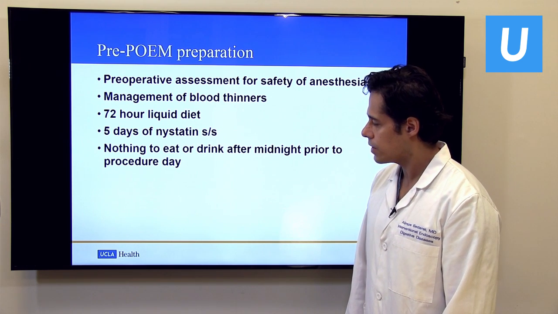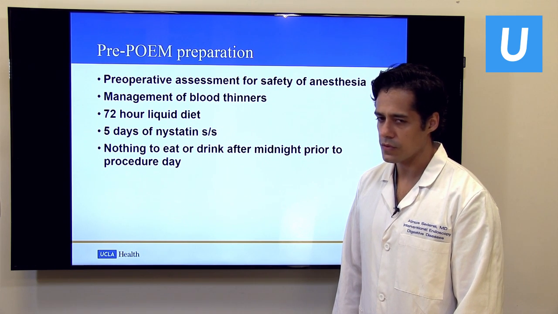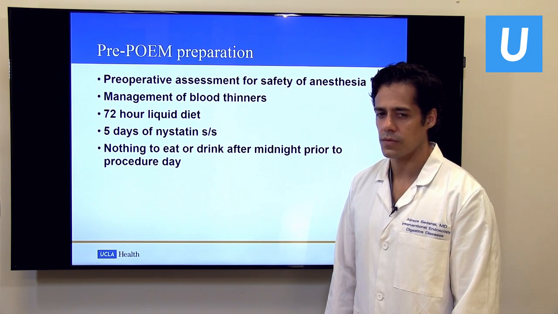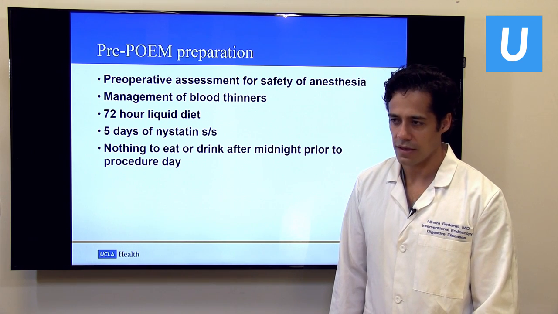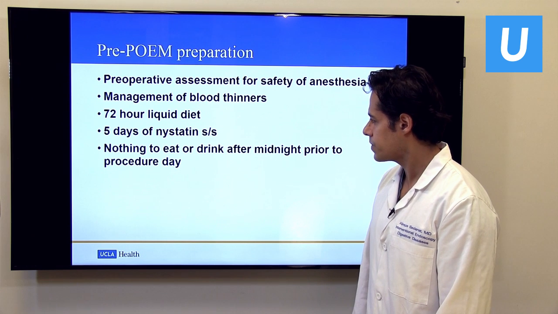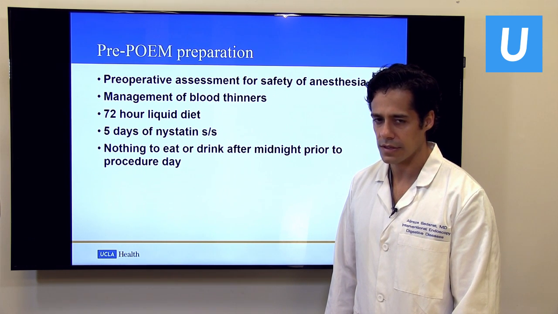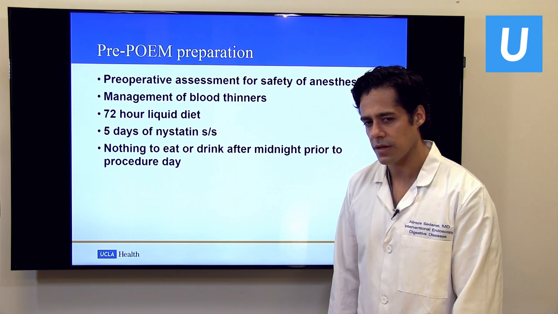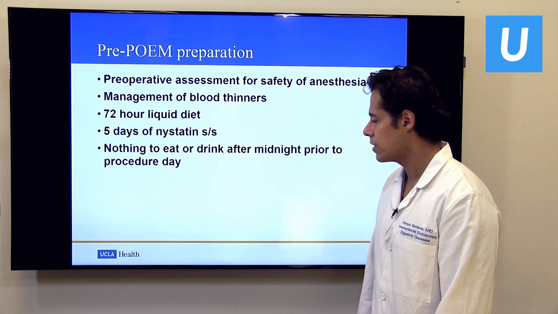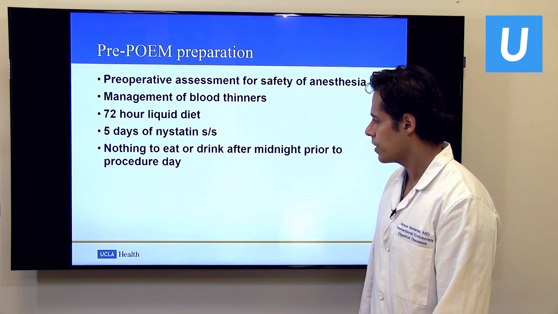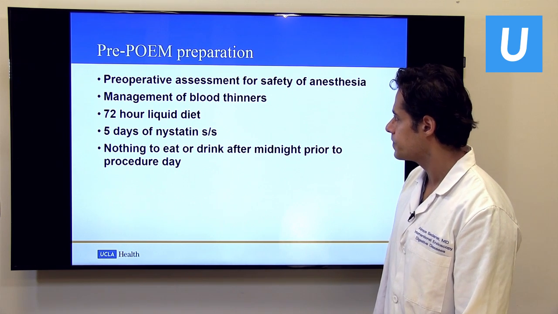Prior to the POEM, it's very important to have the esophagus cleared out, and so for 72 hours you'll need to be on a liquid diet. That seems like a lot, but you'll be surprised what your esophagus may have despite liquids for 3 days. Sometimes we'll give about a week of an antifungal called nystatin to kill any fungus that may be there. A lot of patients with achalasia get colonized with yeast, like a thrush or a candida infection of the esophagus. And then obviously nothing to eat or drink prior to the procedure after midnight.